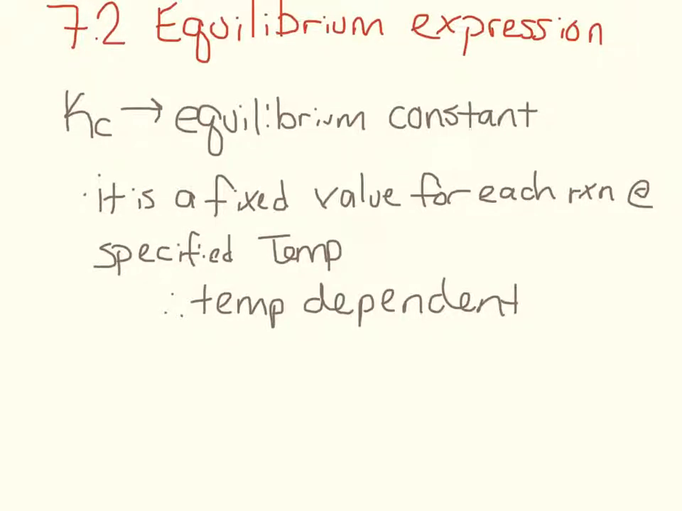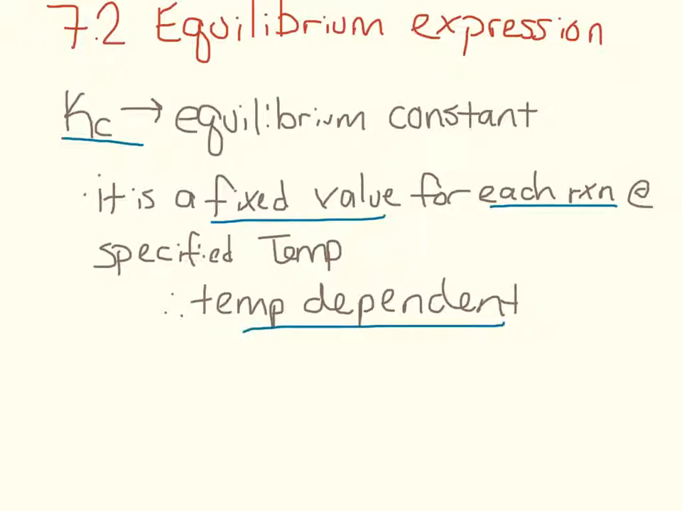The first part of 7.2 is looking at position of equilibrium, and with that we're looking at the equilibrium expression. We have a constant, the equilibrium constant, and that is our Kc value. Just like in the rate expression where K is the rate constant, here Kc is the equilibrium constant. It is a fixed value for each reaction at a specified temperature. Therefore, it is temperature dependent.